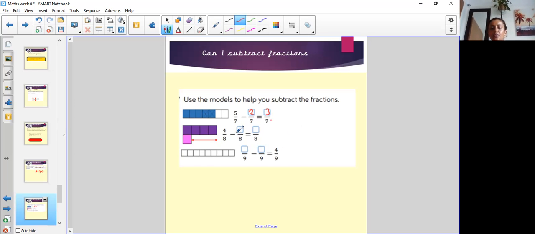Over here we have 4/8 minus something 8. So 1, 2, 3, 4 minus 1/8 leaves us with 1, 2, 3. Fantastic. 4 minus 1 equals 3/8.